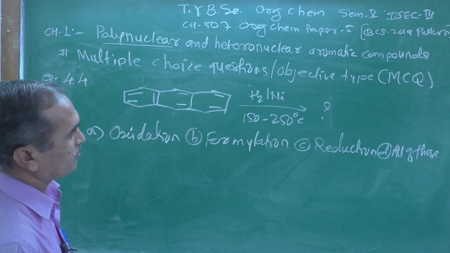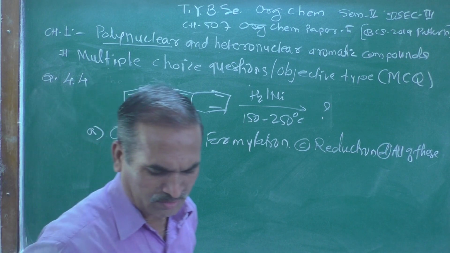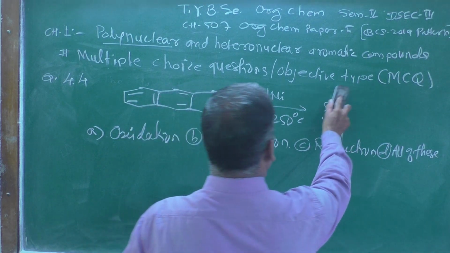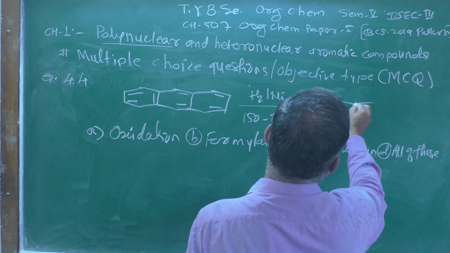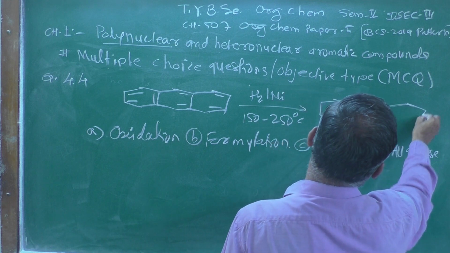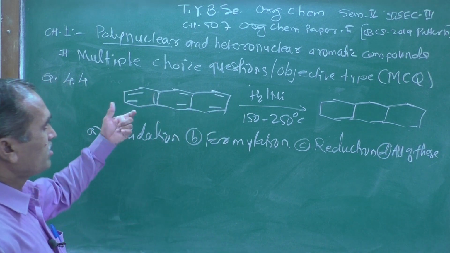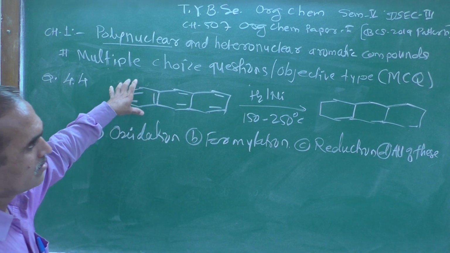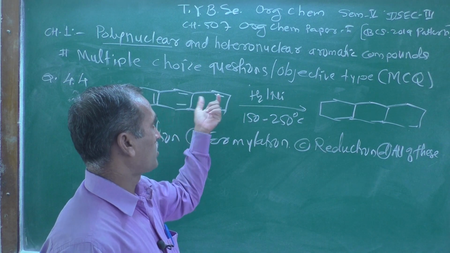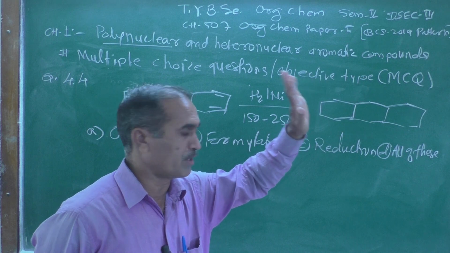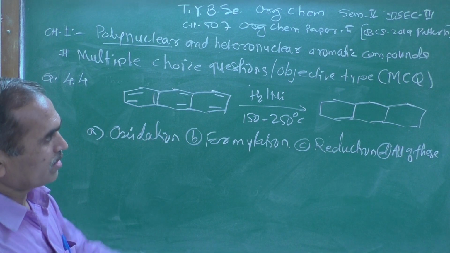So what do you think, which one will be the correct answer? Here the product is also given, not a question mark. Look at this, this is the product which we are getting. Simply anthracene with H2 in presence of nickel: the carbon-carbon double bond gets converted into a single bond.